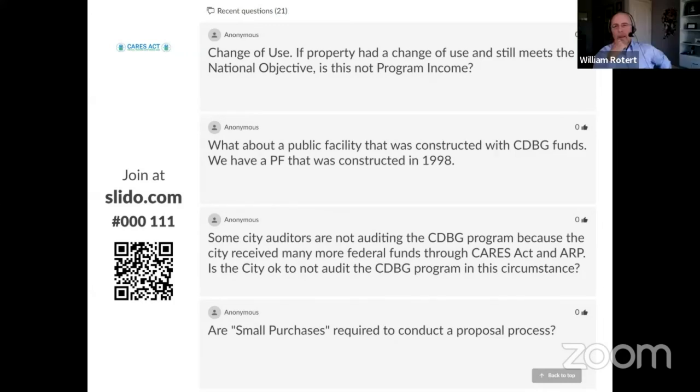But what's the? Yeah, I'm reading this to mean that if you've got a property that did change in use, but it still meets a national objective, then you're not required to dispose of that property. Therefore, you would not generate any program income. So that's the way I'm reading this question. Does that make sense to you all?